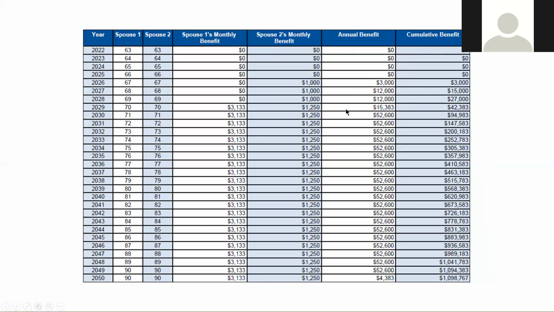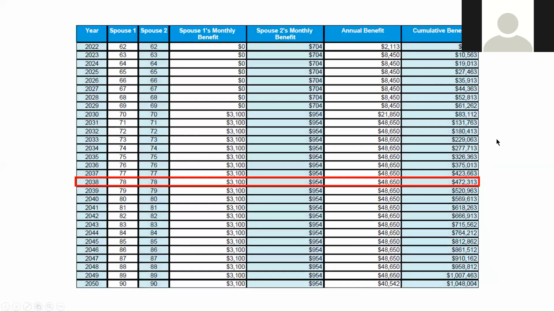And there you just kind of see, and then in this case, we're not showing any cost of living adjustments. We just got flat benefit levels going through. And if they both live to 90 with no cost of living adjustments, that's almost $1.1 million of cumulative benefits received. That's real money. That's a big decision. So now, why, Jason, might they consider spouse two filing early?